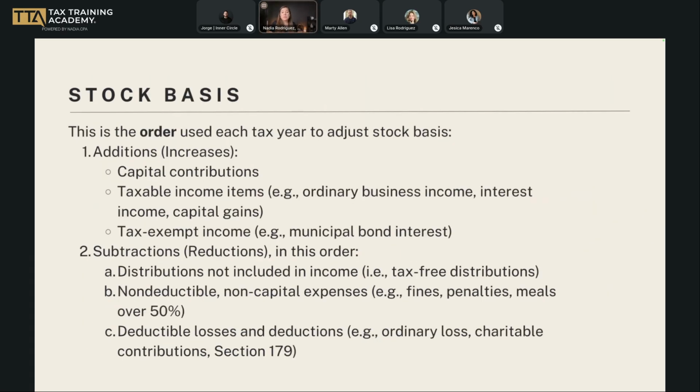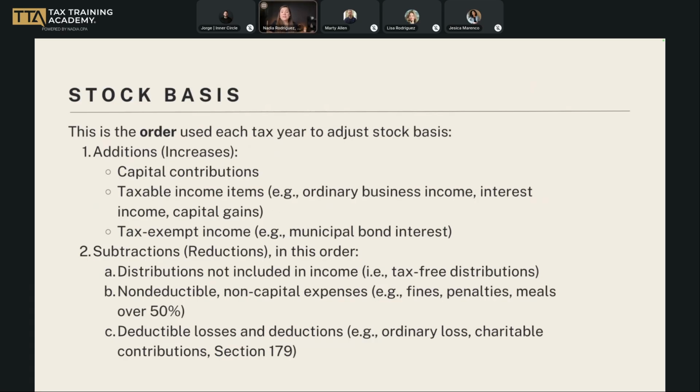Because we have to make sure that when we track basis, basis comes in two parts: stock basis and debt basis. Of course, if there are no loans between the S corporation and the shareholder, or the shareholder to the S corporation, we don't worry about debt basis. Stock basis is the one that we always have to track, because it starts off with the initial stock basis of how they acquired that stock.